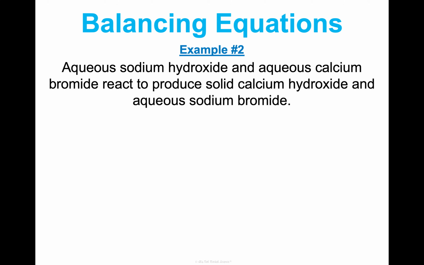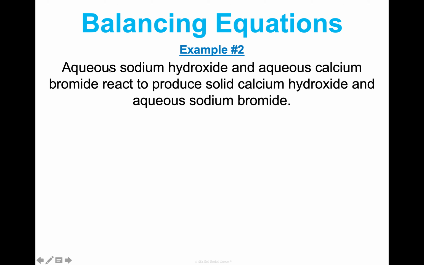This one is going to require us to do all 5 steps because I don't have the equation in formula form just yet. So aqueous sodium hydroxide and aqueous calcium bromide react to produce solid calcium hydroxide and aqueous sodium bromide. Okay, do not check out and do not get overwhelmed. Yes, this is a lot of words, but you can do this, okay?